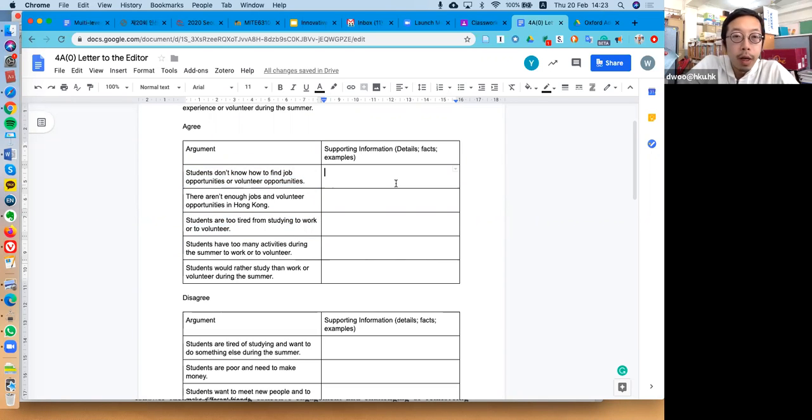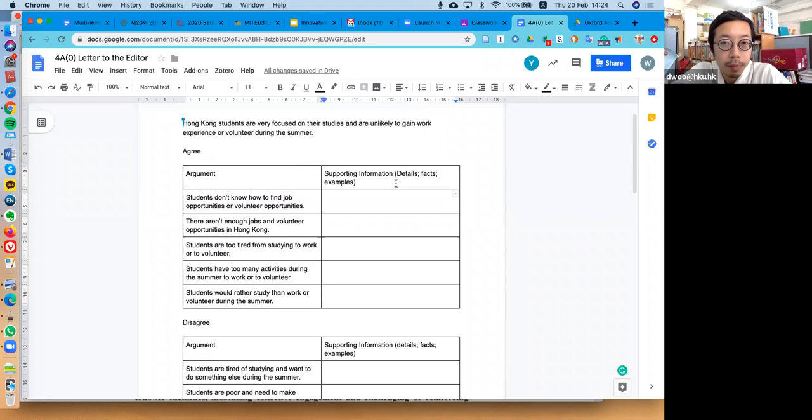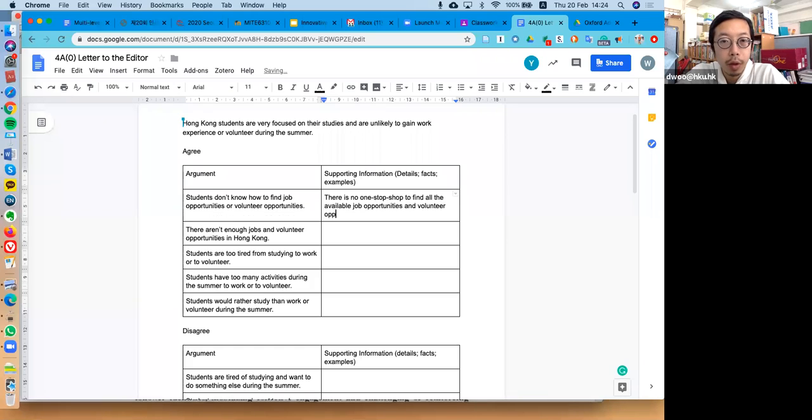Students don't know how to find job opportunities or volunteer opportunities. Okay. So I'll do this one. And what's some information to support this argument? Here's some facts. There's no one-stop shop to find all the available job opportunities and volunteer opportunities in Hong Kong.